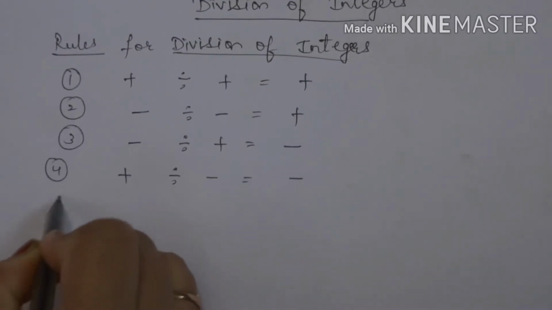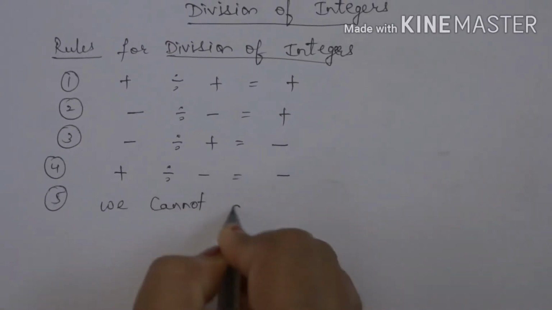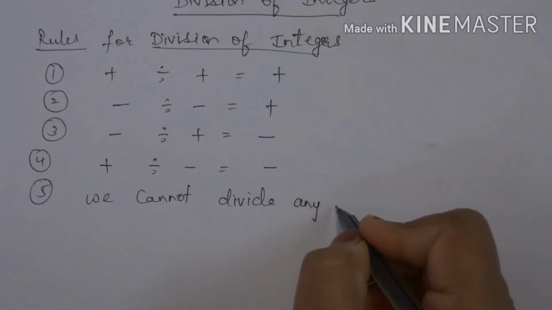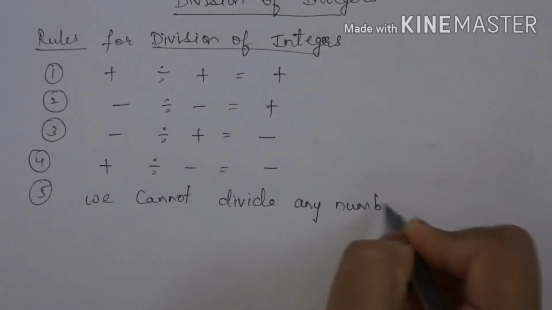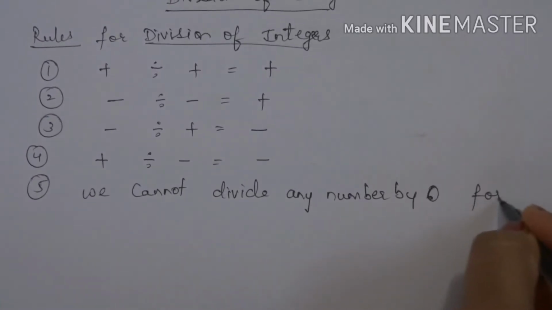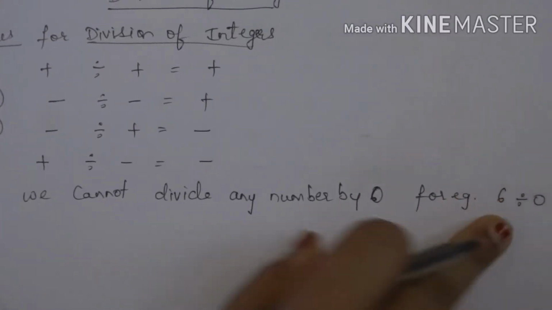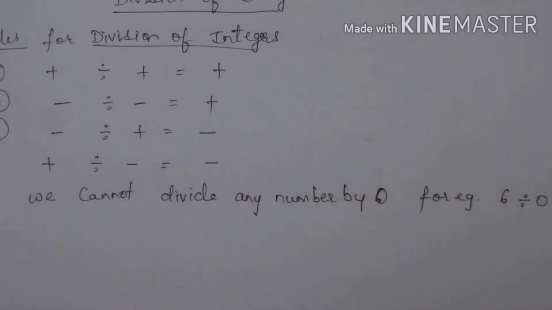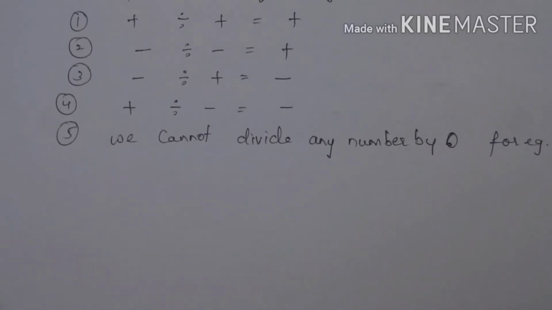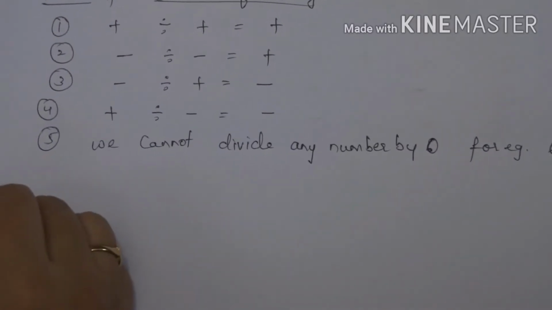In division, one more rule is that we cannot divide any number by 0. For example, see this is 6 divided by 0. We cannot divide any number by 0. So this was one more rule. Now after seeing all these rules, let us move to our exercise.